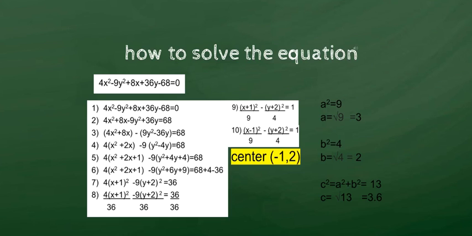To get the value of c, we're going to use the formula a squared plus b squared, and extract the square root of the result. Remember a little detail: when the x term in the equation is positive, the hyperbola is horizontal, and when the y term is positive, the direction of the hyperbola in the graph is vertical.